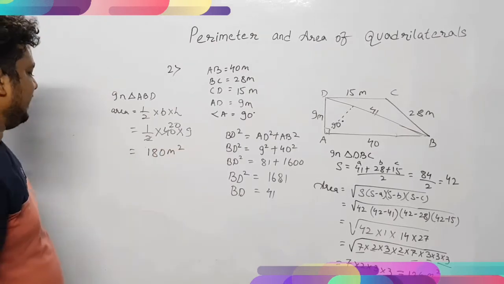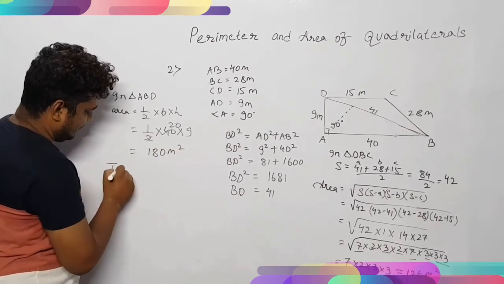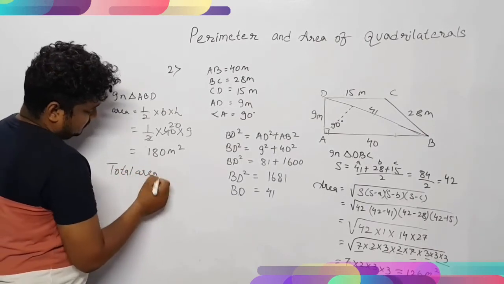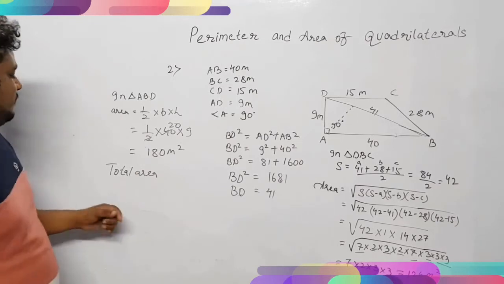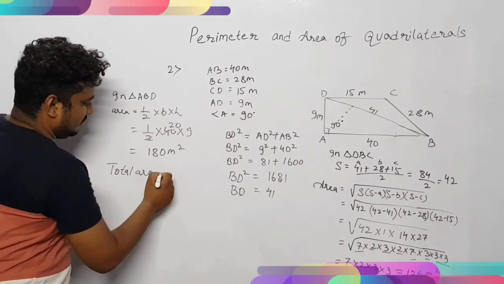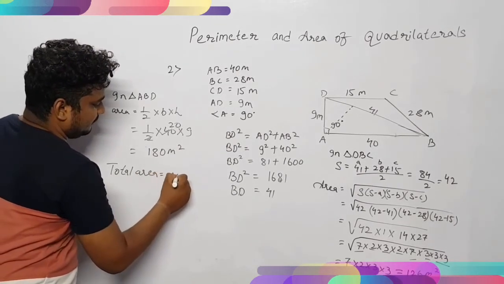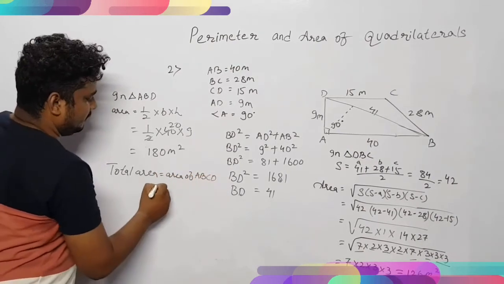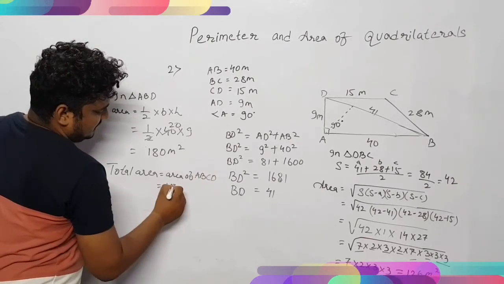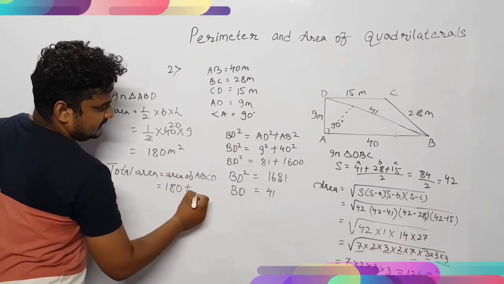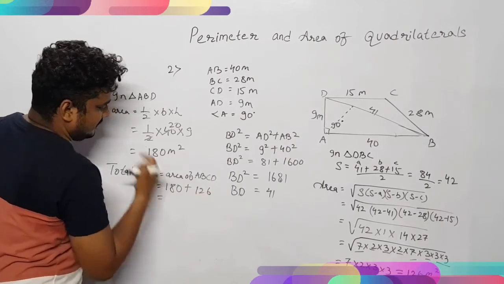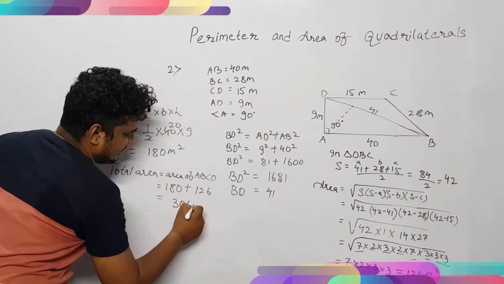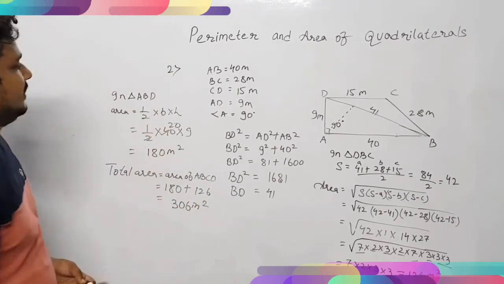Now we are dealing with the total area. The total area, or the area of quadrilateral ABCD, equals the sum of the two areas. So we add 180 plus 126, and we will have 306 meter square. So this particular is the solution.